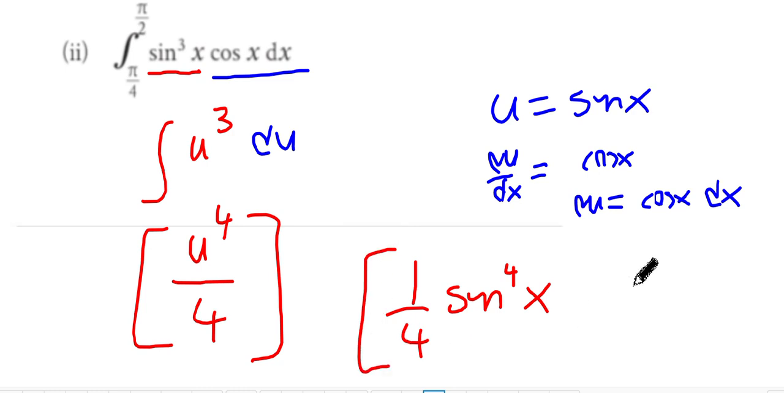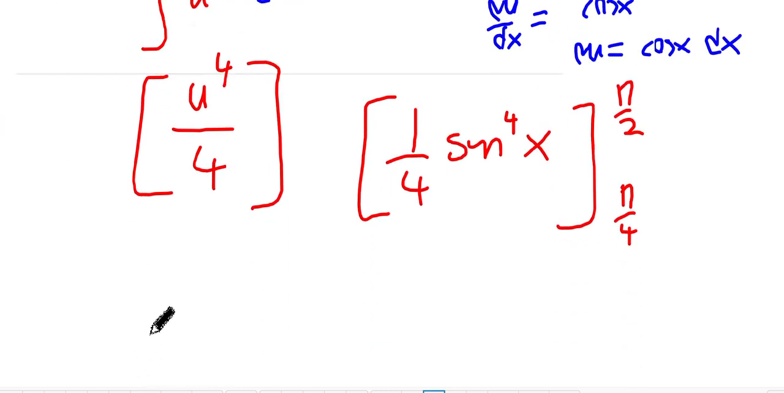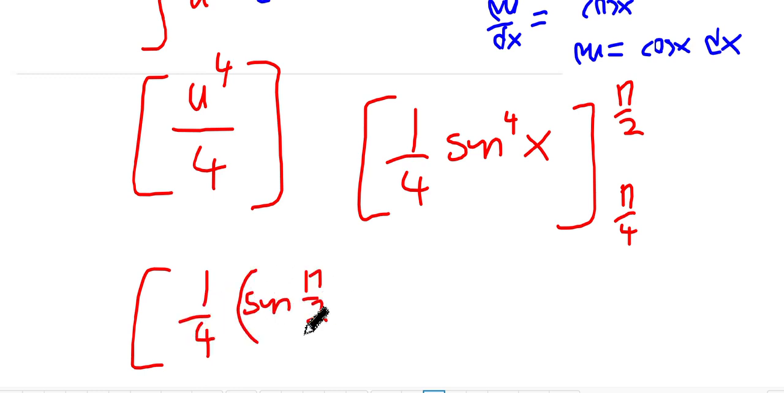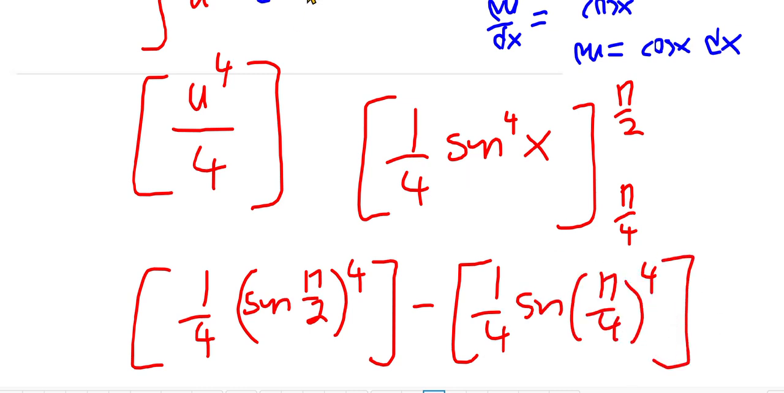And what are my limits? Okay. Now this could be one that you put straight into the calculator. So you do 1/4 sine pi over 2 to the power of 4 minus 1/4 sine pi over 4 to the power of 4. I'll let somebody do the calculator there.